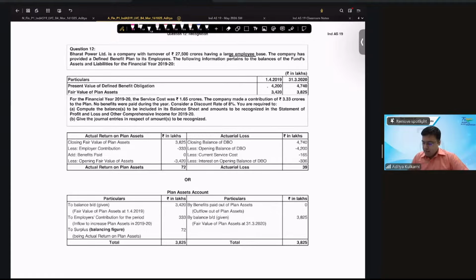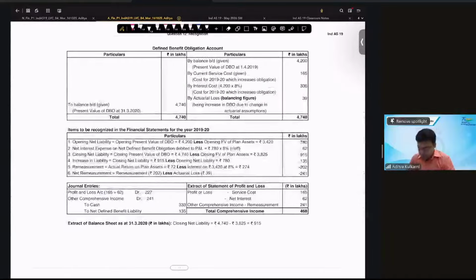Present value of the obligation, you are given opening and closing. Fair value of plan assets, you are given opening and closing. For financial year 1920, service cost was 1.65 crores. Company made a contribution of 3.33 crores. No benefits were paid during the year. Consider a discount rate of 8%. Compute the balance to be included in the balance sheet and amounts to be recognized in the P&L and OCI for 1920, as well as give a journal entry in respect of amounts to be recognized.